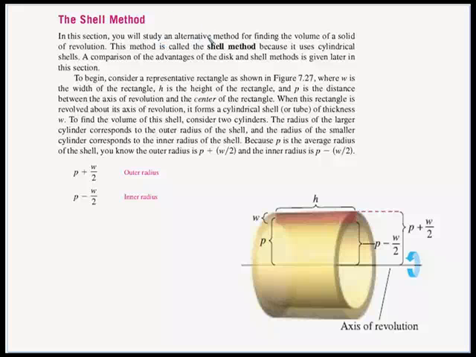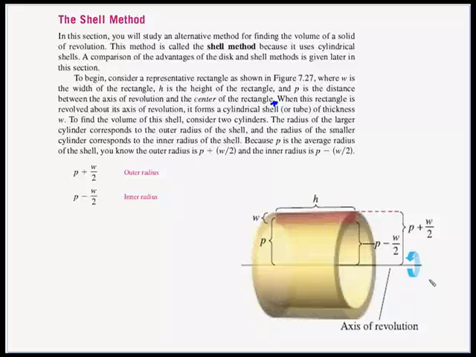In this section you're going to study an alternate method for finding the volume of a solid of revolution, and it's called the shell method because it uses cylindrical shells. A comparison of the advantages of the disk and shell methods will be given later in this section. To begin, consider a representative rectangle as shown in the figure below, where W is the width of the rectangle, H is the height of the rectangle, and P is the distance between the axis of revolution and the center of the rectangle.